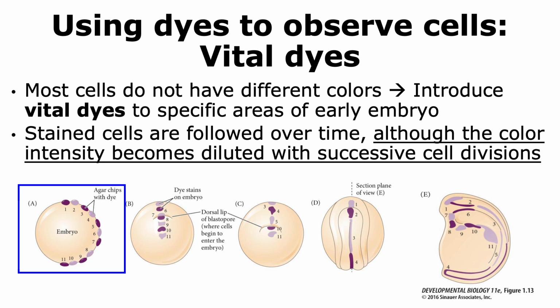However, one drawback of this method is that as the cell undergoes cell division, the intensity of the dye becomes diluted, and hence sometimes it would be harder to follow the fate of the cells towards later embryogenesis. To bypass this disadvantage of vital dyes, scientists decided to use a different type of dye, which was the fluorescent dyes.